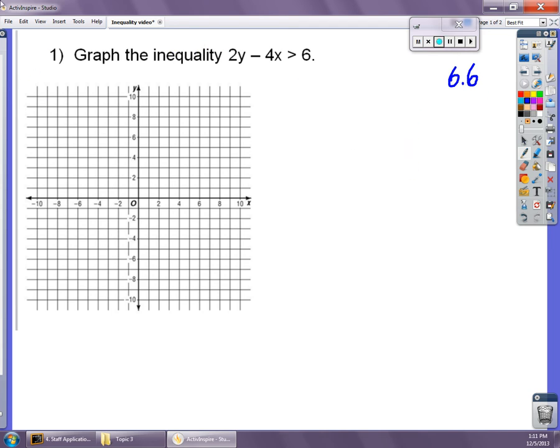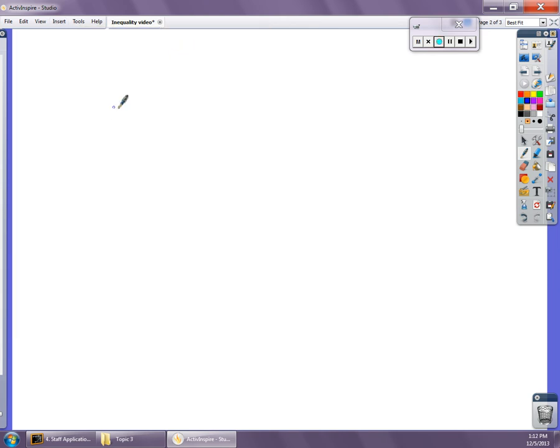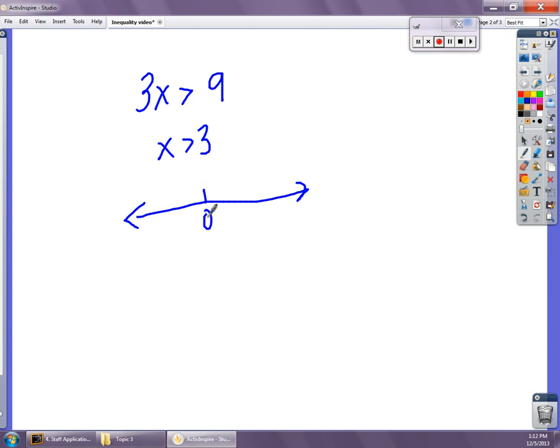We learned before, and let me go ahead and make a new page. Beginning of the year, we learned that if you had an inequality, like for instance, 3x is greater than 9, and you had to solve this, you would divide by 3 on both sides, and you get x is greater than 3. And because there's only one variable, you'd graph it on a number line. So here's 0, here's 3. It would not include the 3, so it'd be an open circle, and you would graph it this way.